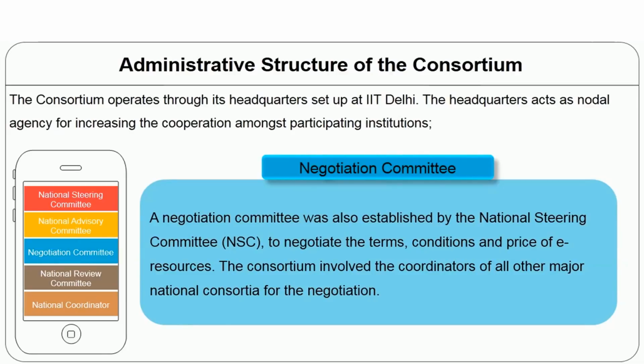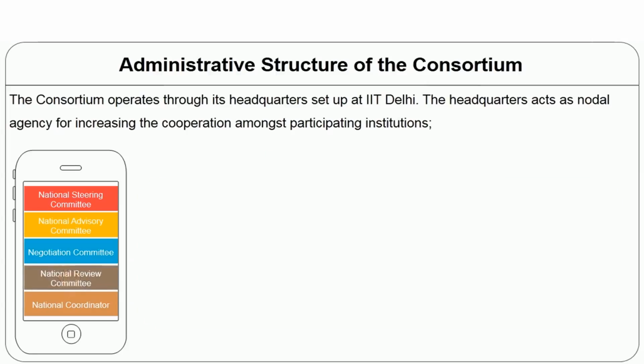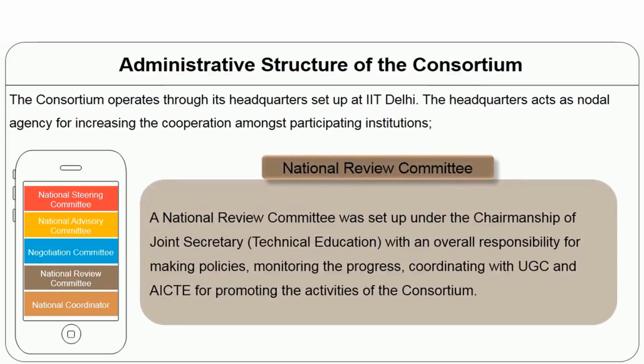The consortium involved the coordinators of all other major national consortia for negotiation. Then the National Review Committee. A National Review Committee was set up under the chairmanship of Joint Secretary Technical Education with an overall responsibility for making policies, monitoring the progress, coordinating with UGC and AICTE for promoting the activities of the consortium.